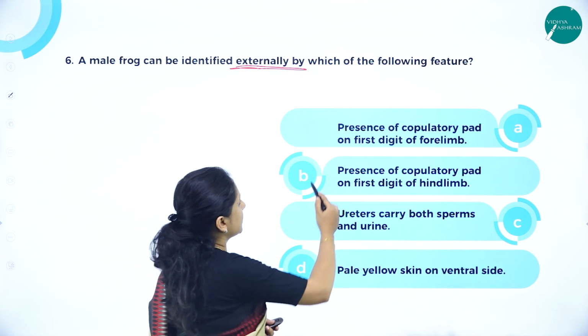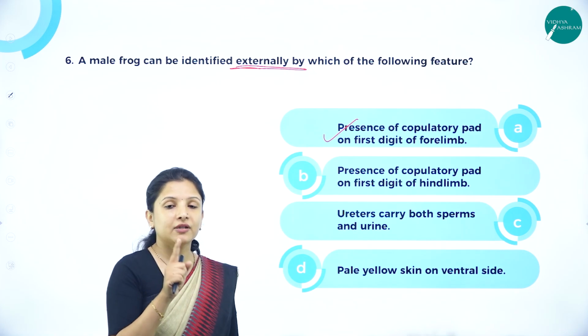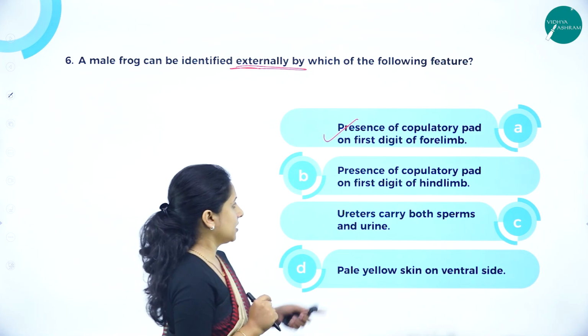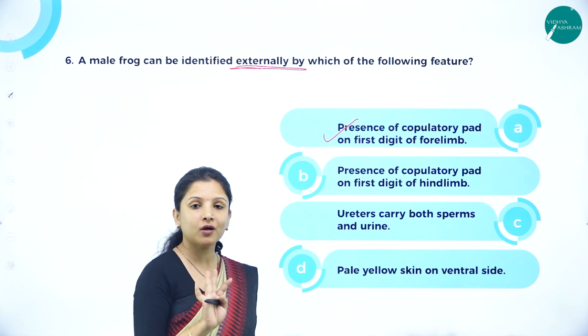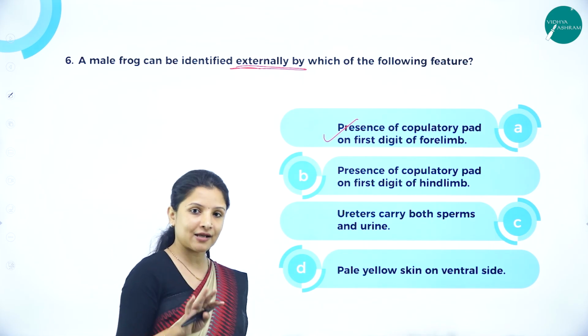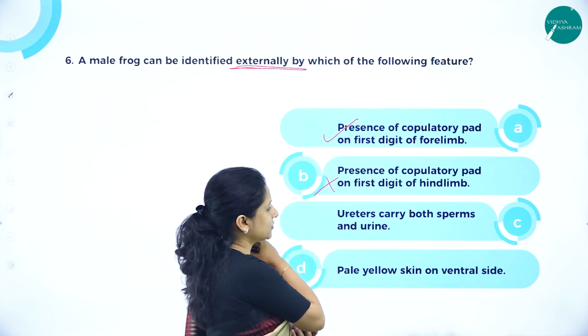So this is the right answer because male frogs have a copulatory pad in their first digit of their forelimb. Presence of copulatory pad on the first digit of hind limb? No, they don't have a copulatory pad in their hind limb. So that is wrong. Next, ureter carries both sperms and urine.